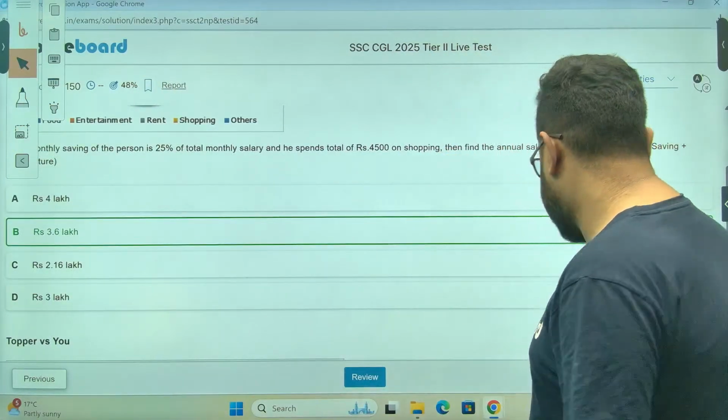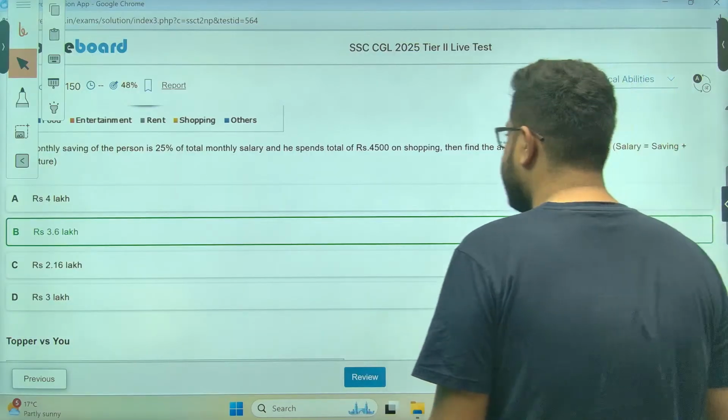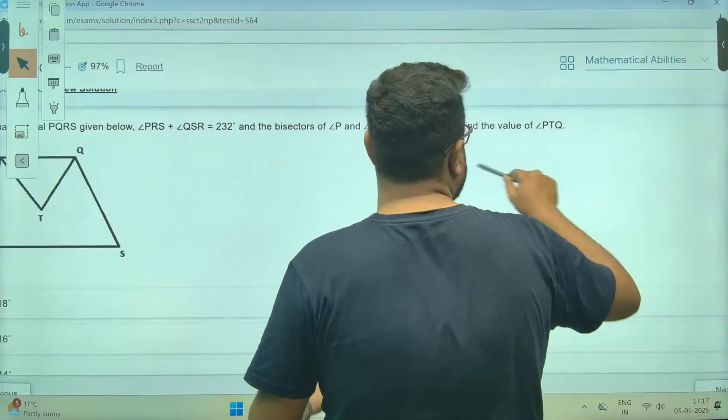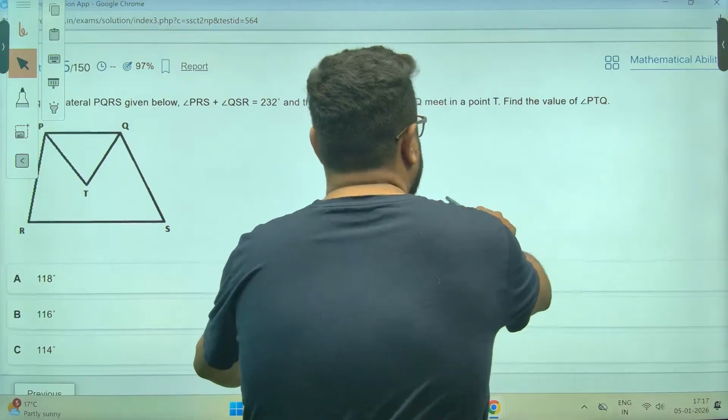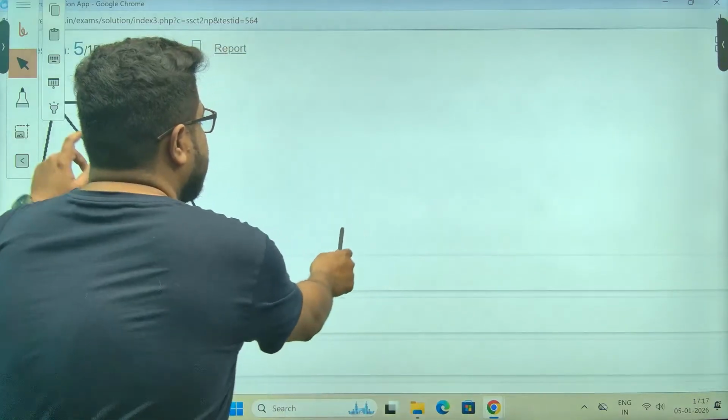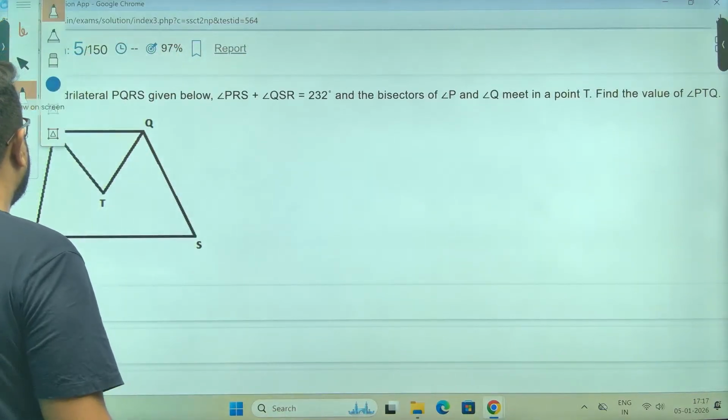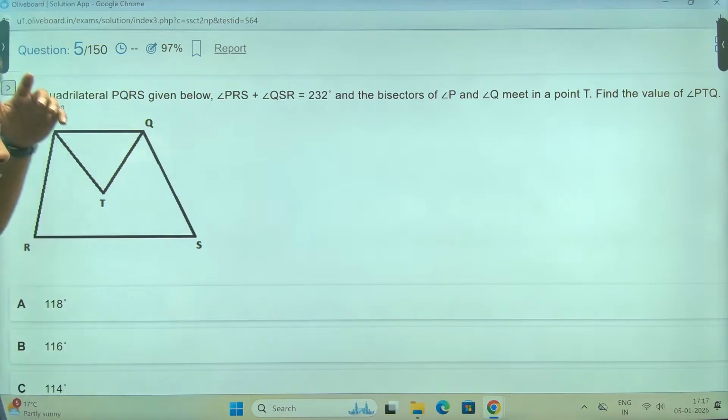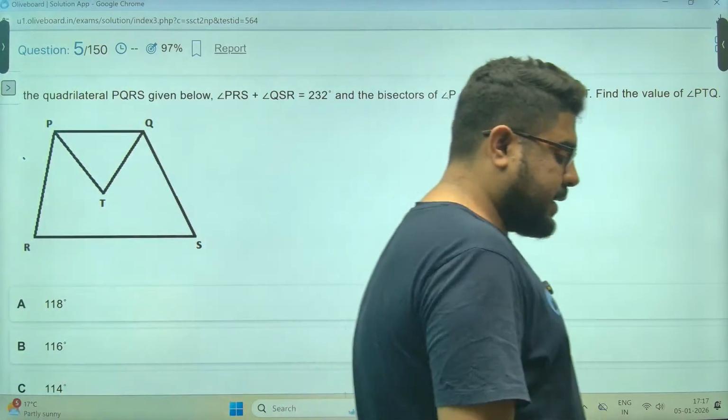My mistake. Sorry. Extremely sorry. I have made a very simple, very common mistake. Chalo, sorry. Let's move on to the next one.